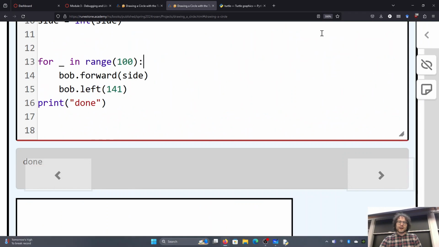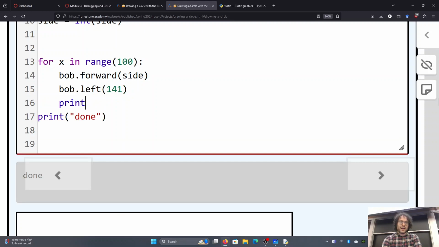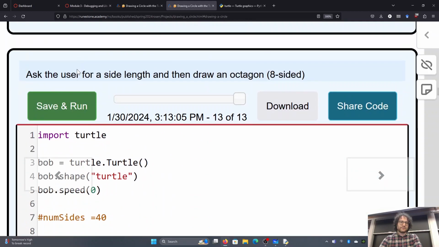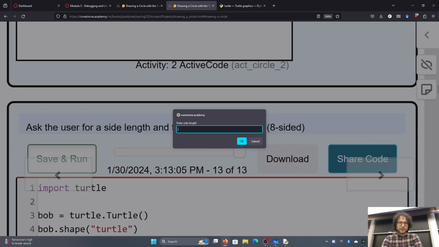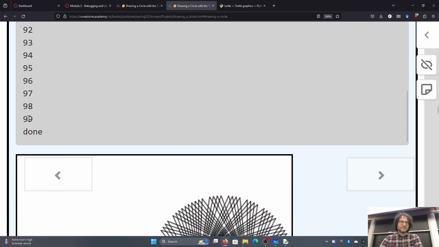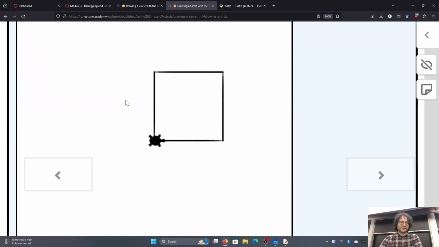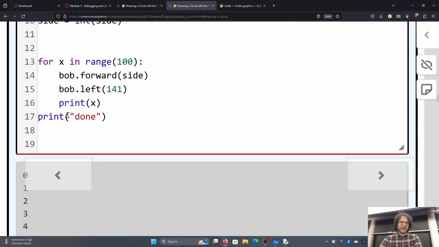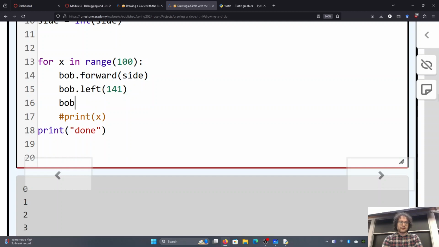So in the loop, remember this x, I said it was a variable. Sorry, this underscore could be a variable. So if I print out x, it starts going through and printing out all the numbers, right? That variable change is going to make it hard to look at, so let's not print it out. But what we can do is start doing this.